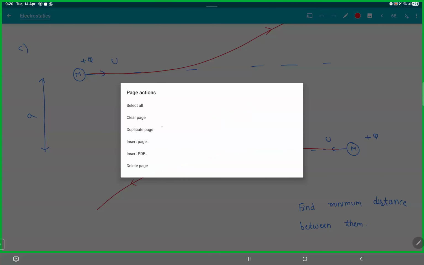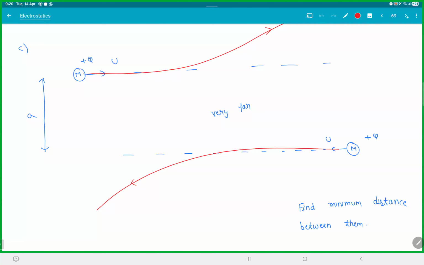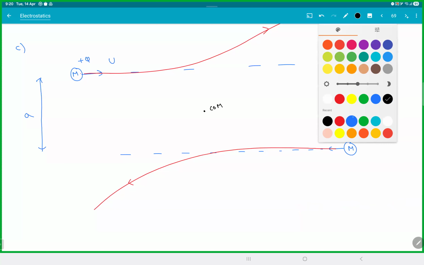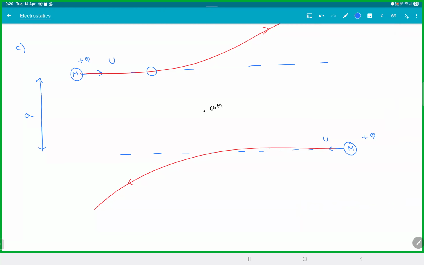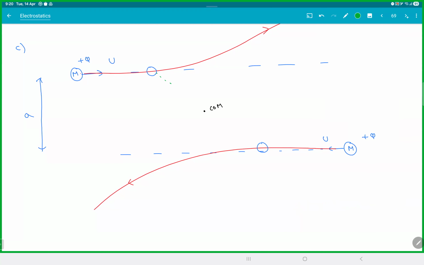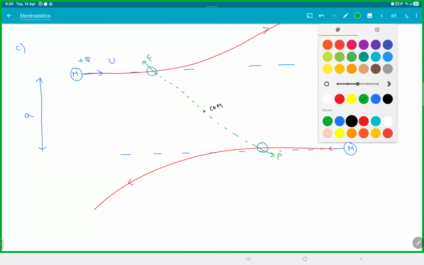So, when these two are moving, there is some guy who doesn't move. Who is that? Center of mass, isn't it? Since there are no external forces on the system, the center of mass of the system will remain at rest. And if you notice, when the sphere is here and when the sphere is here, as they're moving, the repulsion force is always passing through the center of mass. Therefore, torque about the center of mass is zero.